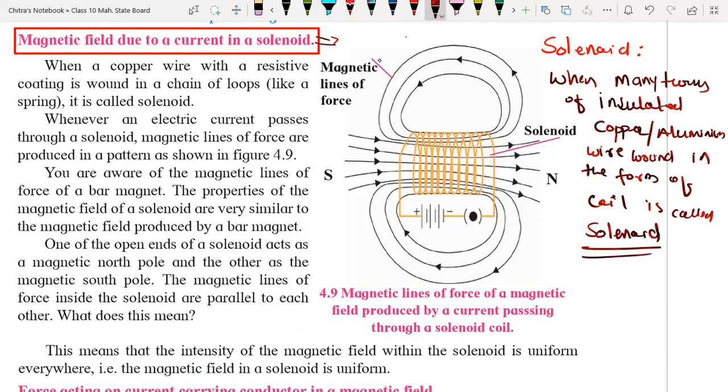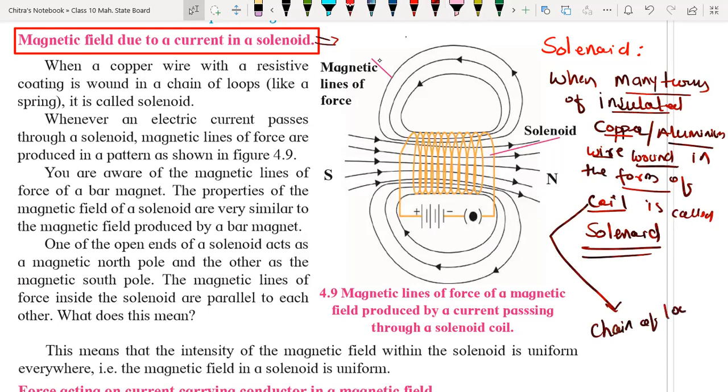Understood everyone what is a solenoid? When many turns of insulated copper or aluminum wire are wound in the form of a coil. Coil means a chain of loops. So when many turns of insulated copper wire or aluminum wire are wound in the form of a chain of loops, or you can say a coil, it is called a solenoid. Understood everyone?